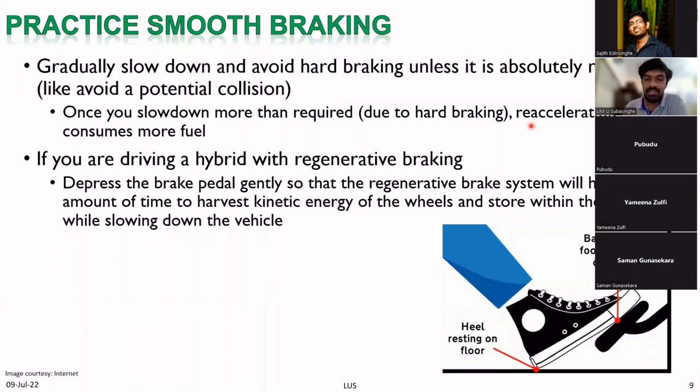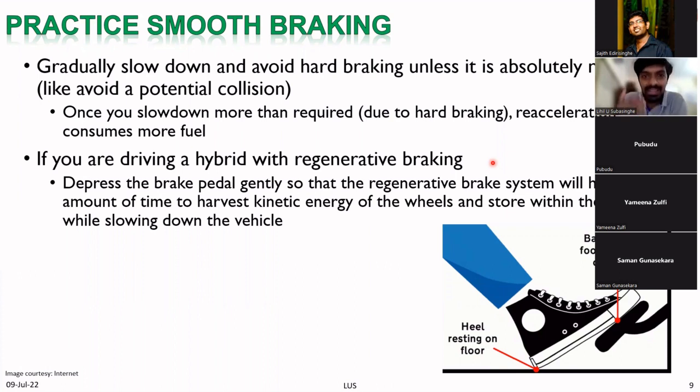So practice smooth braking. By practicing smooth braking, it is also very beneficial for hybrid vehicles. Because if you depress the brake pedal gently once you see an obstacle, let's say the obstacle is a bit far ahead of you, the regenerative brake system will have more than enough time to harvest the kinetic energy of the rotating wheels and store it in the batteries in the form of chemical energy. And the battery will be charged due to that regenerative braking action.